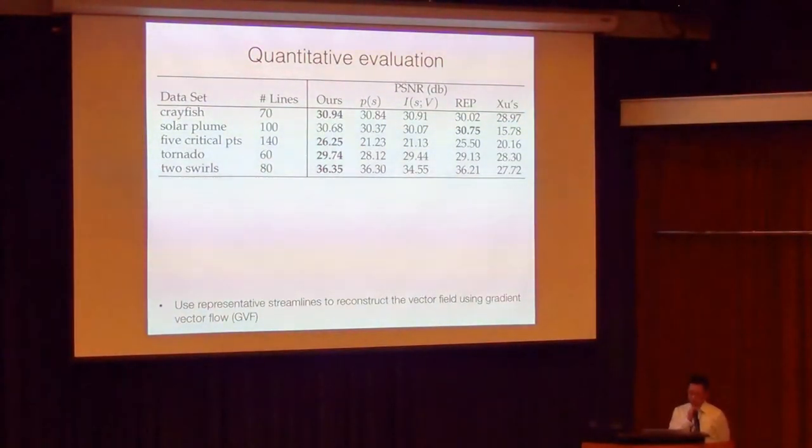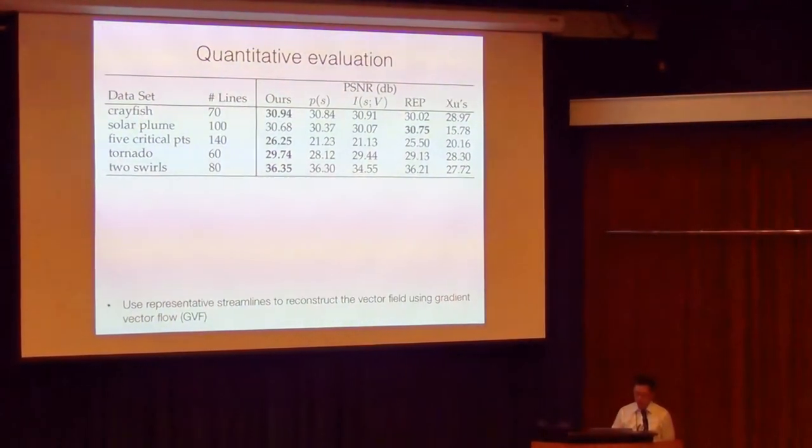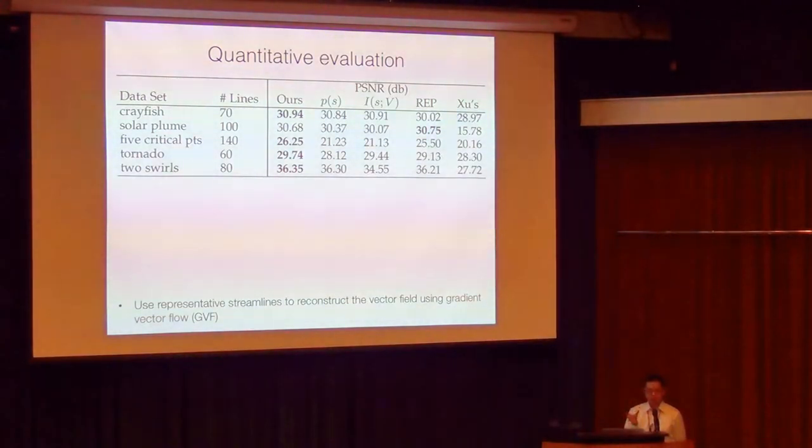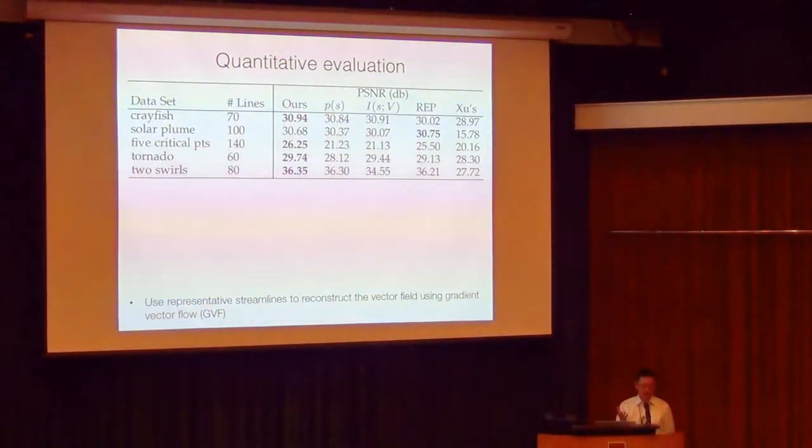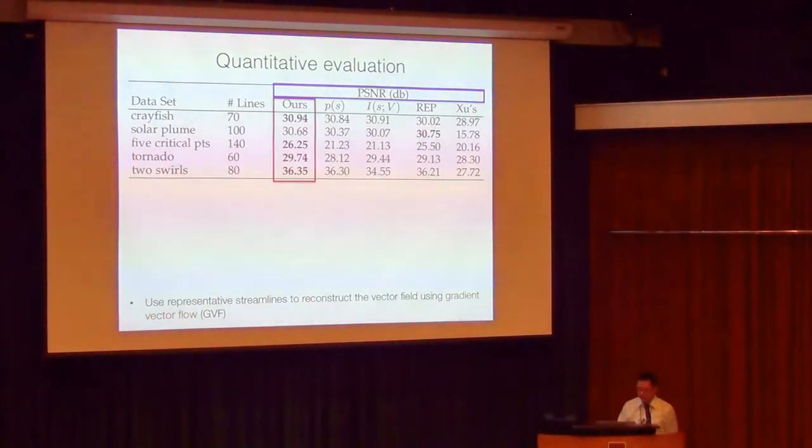We also conduct quantitative evaluations. We are looking at the peak signal to noise ratios. Once we find the representative flow lines, we can use them to reconstruct the underlying flow field, and compare that with the original flow field using a technique called gradient vector flow, based on the idea of diffusion. We compute the PSNR scores. Again, the higher the score, the better. We achieve almost the best one among the different methods being compared here.